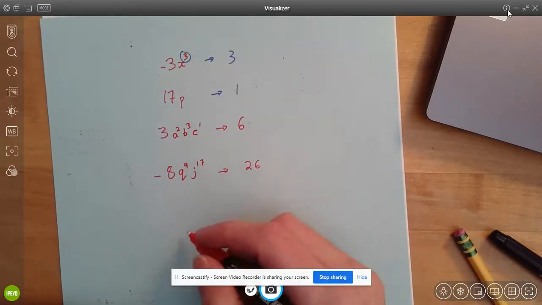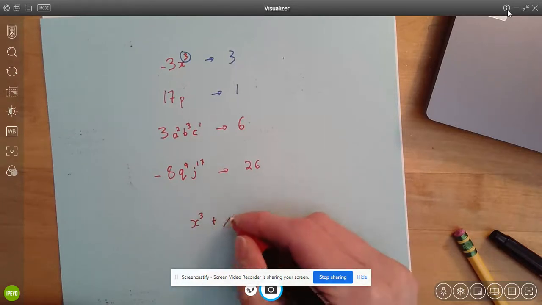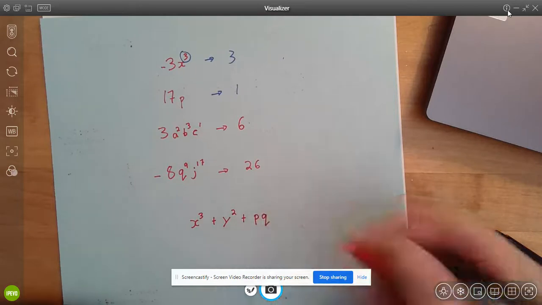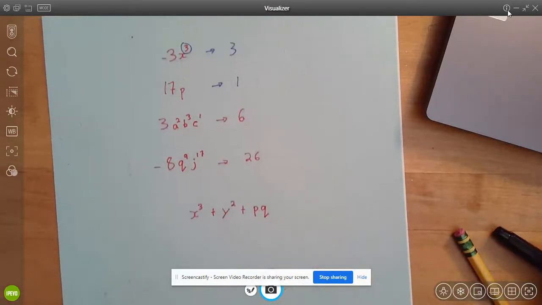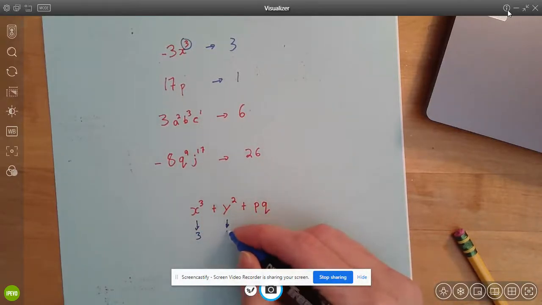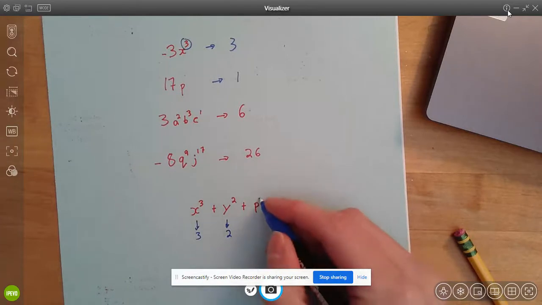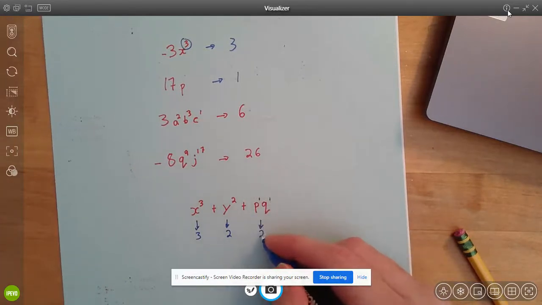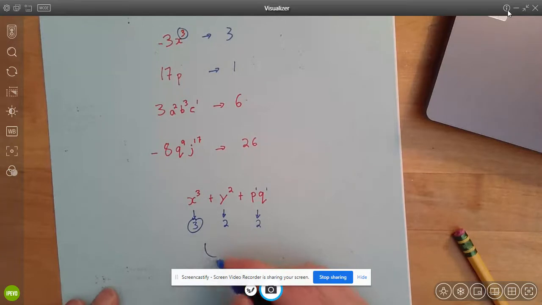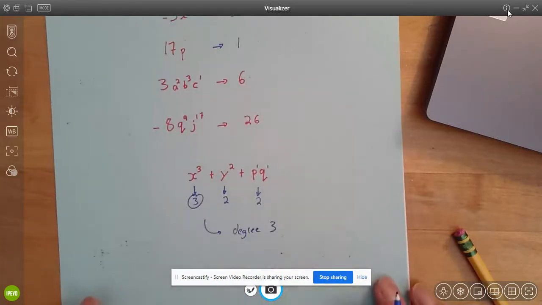If we're looking at a polynomial, a polynomial is when I have multiple terms. So for example, x cubed plus y squared plus, let's say, pq. What I'm going to do first is find what degree each term is. My first term is degree 3. My second term is degree 2. My third term, because I've got 1 and 1, is also going to be degree 2. And then the degree of the entire polynomial is whatever degree is the highest or the biggest. This entire polynomial is a polynomial of third degree.